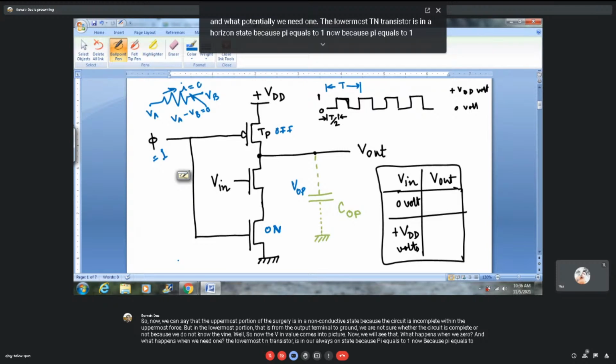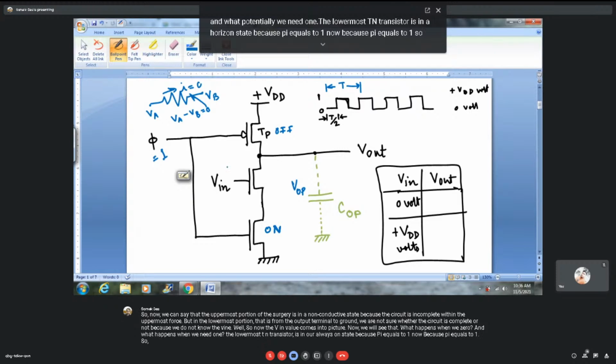So Vin can remain in two states, either 0 volt or plus VDD amount of potential, so either logic 0 or logic 1. Let us consider first that Vin is in a logic 0 value, or in a 0 volt state. So when Vin is at logic 0, the transistor which is taking Vin as an input also remains off.